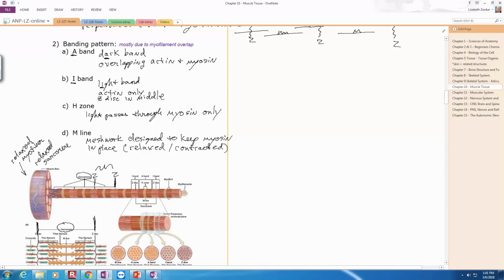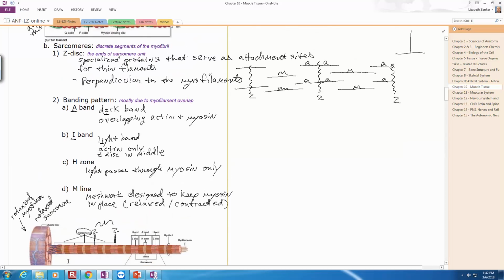And let's see. They also were showing you, if you go back and look at the difference, the H zone is where myosin is only. So now you guys can see it, myosin was only from here to here, correct? So this whole area would be the H zone because there's no actin overlapping it. The M line was what went through the middle and kind of held your myosin kind of in place, right? Whether it was relaxed or contracted.